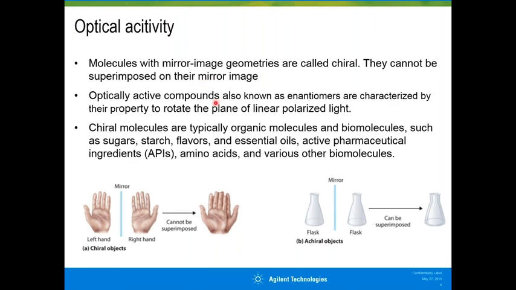Chiral molecules are typically called enantiomers, like I already mentioned. Common examples would be organic molecules and biomolecules, such as starch, sugars, flavors, essential oils, a lot of active pharmaceutical ingredients, amino acids, and there are a lot of other examples of optically active compounds.